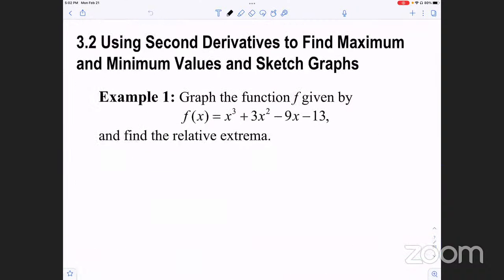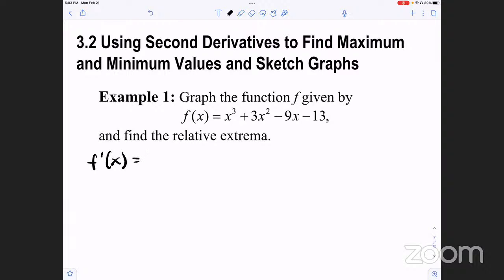Okay, so that was kind of a mouthful. Let's work a few examples to see it in action. We're asked to graph the function f given by this and find the relative extrema. I'm going to try to do this without looking at the notes and get as many details as I can and be as concise as possible. So far, we have the first derivative and second derivative at our disposal, so it is a good idea to go ahead and find the first derivative and second derivative. Then we should be able to do this quickly.